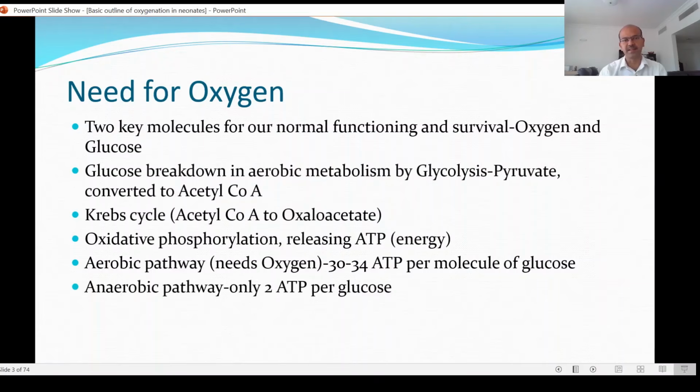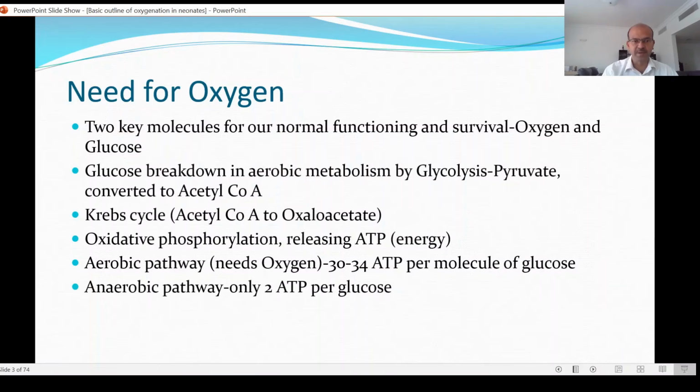Glucose is obviously a main fuel based on which all the body functions happen. The glucose breakdown in the aerobic metabolism pathway starts with glycolysis, where you have a pyruvate generated, and this pyruvate is broken down to acetyl-CoA as it enters the mitochondrion. It enters the Krebs cycle, where the acetyl-CoA is converted to oxaloacetate. In the process, it releases NADH, which enters the oxidative phosphorylation. The oxidative phosphorylation, or the electron transport chain, is in the mitochondria, and it's the main mechanism by which the body releases ATP, which is the energy molecule, or the currency for energy, so to speak.